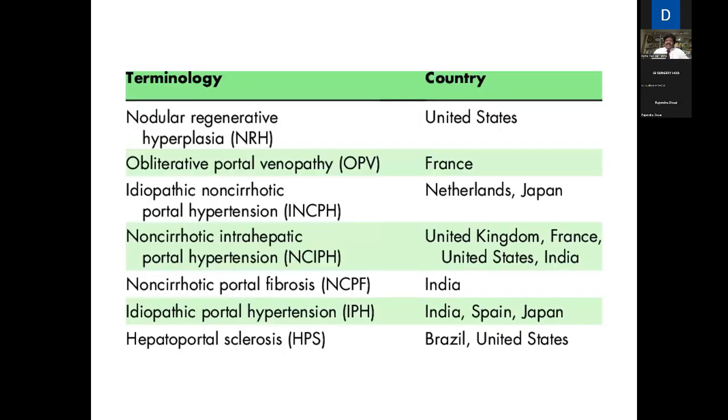This particular condition is called nodular regenerative hyperplasia in the US, obliterative portal venopathy in France, idiopathic non-cirrhotic portal hypertension in Netherlands, and in India, UK, US it is called NCPF or NCPH, and idiopathic portal hypertension again in Spain and Japan, and also earlier in India. Hepatoportal sclerosis is what it is called in Brazil and the United States.